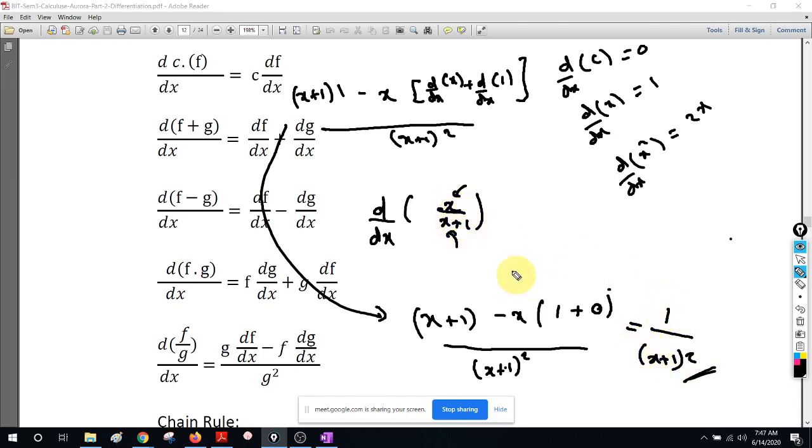So let's see whether we made any mistakes. Down times derivative of up, minus up times derivative of down, divided by (x plus 1) squared: (x plus 1) minus x times 1 plus 0 is 1, minus x plus x cancel out, 1. Yes, the answer is 1 divided by (x plus 1) squared.